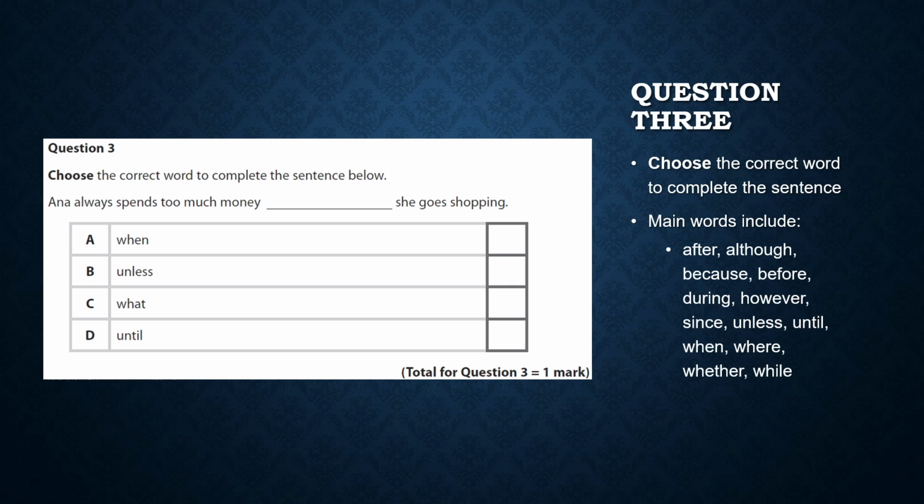So here is an example of the type of sentence you will get for the joining word question. You have to choose the correct word to complete the sentence. And the main joining words include after, although, because, before, during, however, since, unless, until, when, where, whether, or while. Now I will go through these one by one in a moment. And I will come back to this question at the end of the lesson.